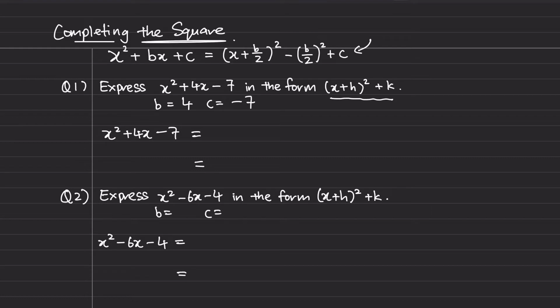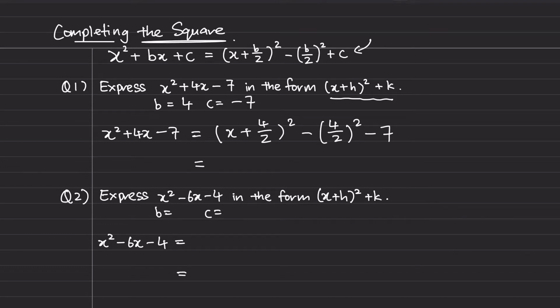Over here we have b is positive 4 and c is negative 7, and we will proceed to substitute the b and the c into the formula. So we have (x plus 4 over 2) whole thing squared, minus (4 over 2) whole thing squared, plus c, which is a negative 7, so I'll write minus 7.